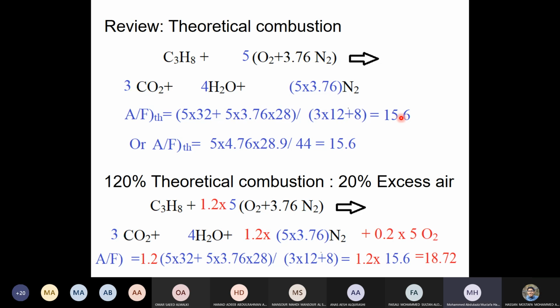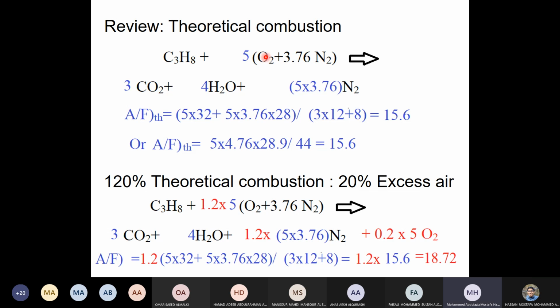Is it clear, Shabab? So two things I need. The molar mass of the fuel: hydrogen is 8 multiplied by 1, right? Okay. How many moles of air here? 5 oxygen plus 5 multiplied by 3.76 nitrogen. So it's 5 multiplied by 4.76. That's the only thing you were missing, Faisal. 5 multiplied by 4.76 is the moles of air, divided by 1 mole of fuel here.